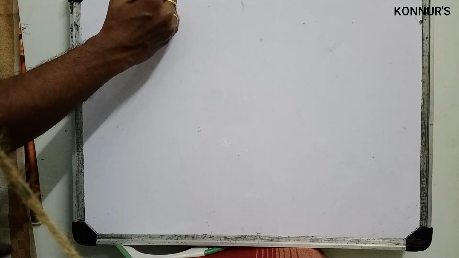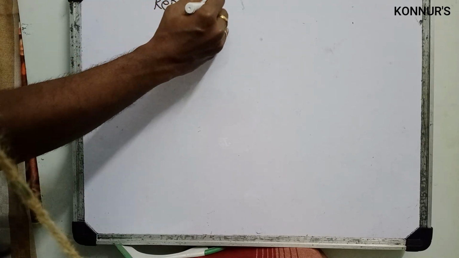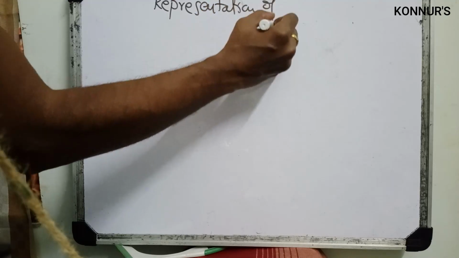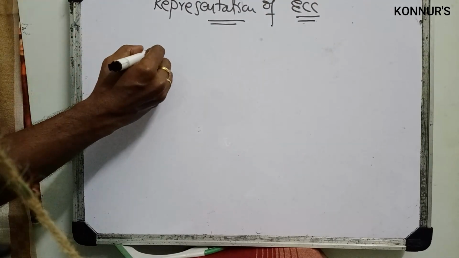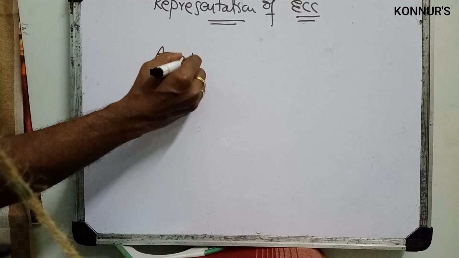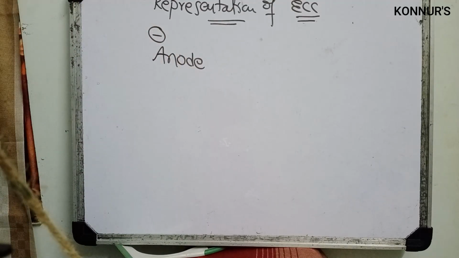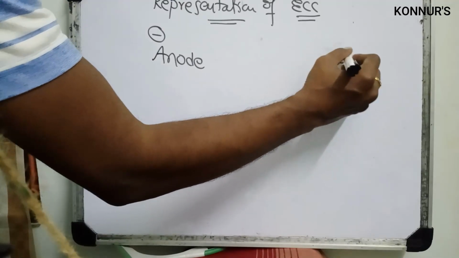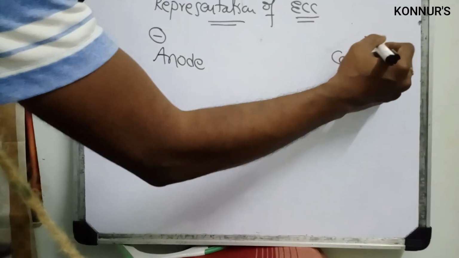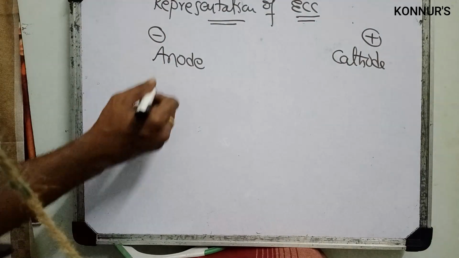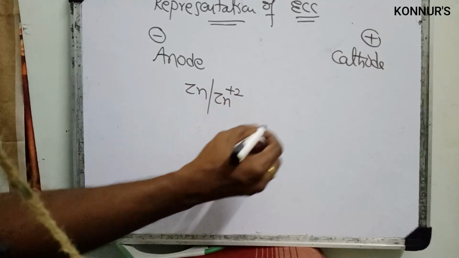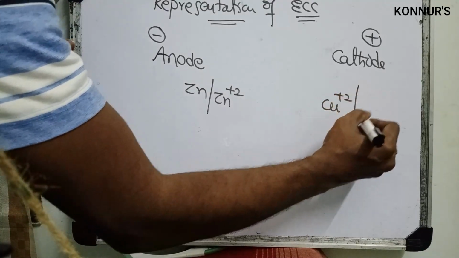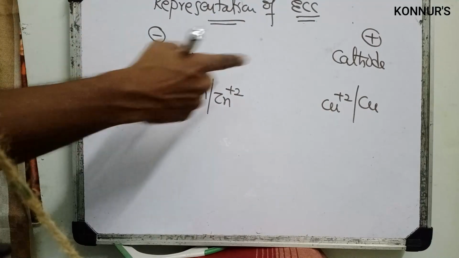Next, representation of an electrochemical cell. In this, first, on the left side you write anode with negative sign. On the right side you write cathode with a positive sign. Suppose in our Daniel cell, who is anode? The zinc becomes Zn plus 2. Next, Cu plus 2 becomes Cu. So anode on the left side, cathode on the right side.